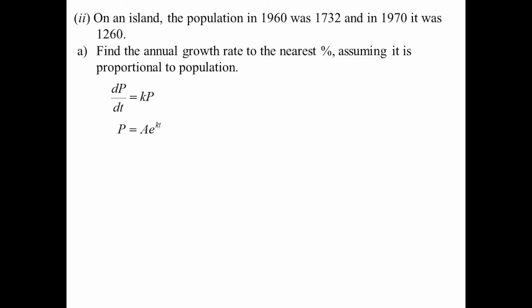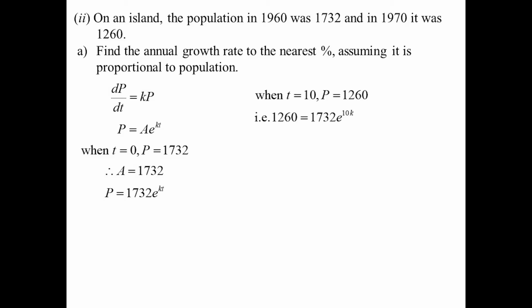We know the solution to this is P equals Ae^(kt). We've just got to work out what A is and k is. Well, k is the actual growth rate we're trying to find. So initial population 1,732. So we can change our equation to P equals 1,732e^(kt). We know 10 years later the population is 1,260. So e^(10k) is 1260 over 1732.